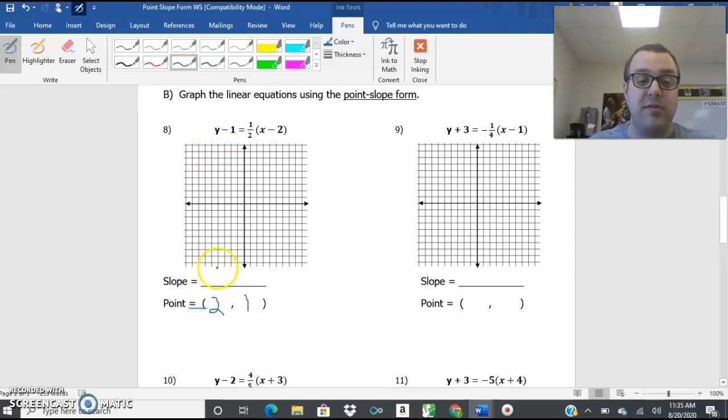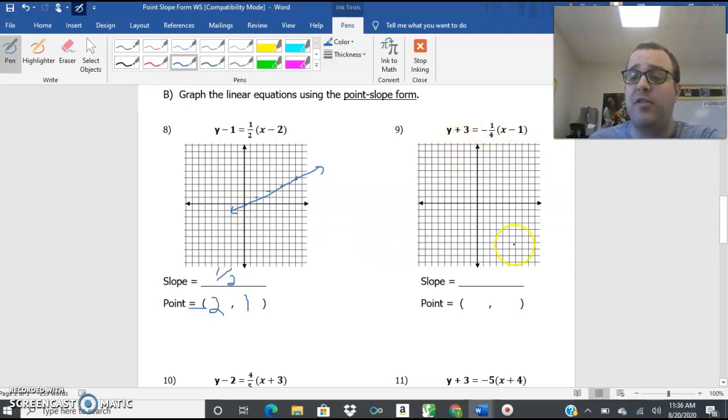All right. And then our slope here is 1/2. So now we'll go ahead and plot our line using this. So instead of starting at the y-intercept like we would with our slope-intercept form, we're going to start with the point that we're given. In this case, the point 2, 1. Now my slope is 1/2, so I'll go up 1 over 2, up 1 over 2, up 1 over 2, and just put points the whole way up. And then I'll go ahead and draw my line going through those points.